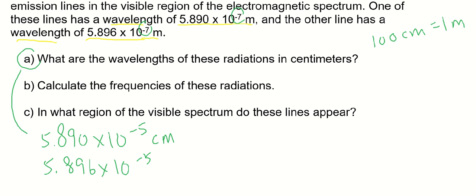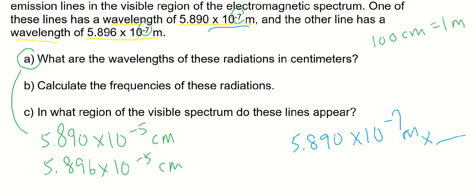Also, just multiplying by 100. If you want to see the setup for that, you would just punch in the original number, 5.890 times 10 to the negative 7 meters, and you would just use the conversion factor, 1 meter to 100 centimeters. Like I said, you're just multiplying by 100, and therefore you're going to increase the exponent twice. So these are your answers for part A.